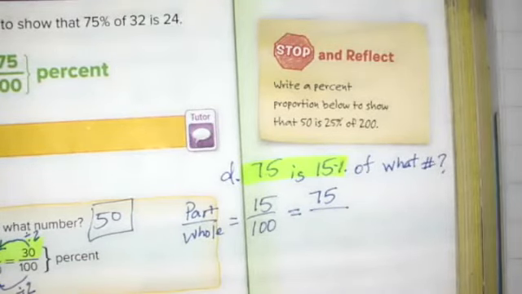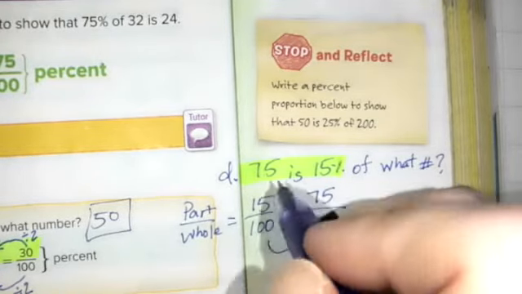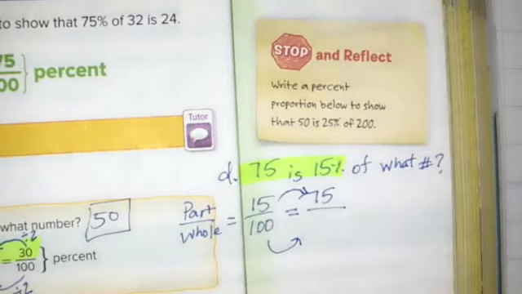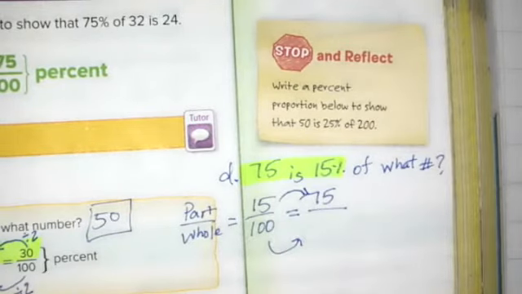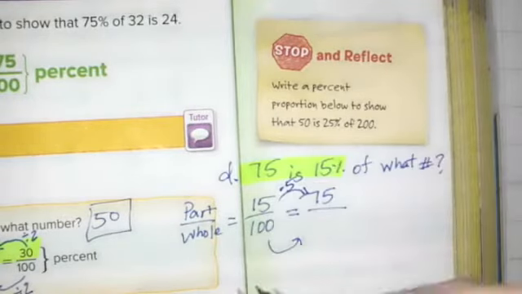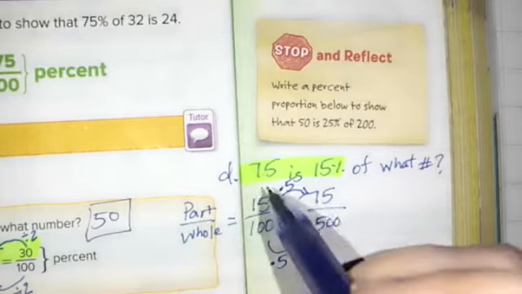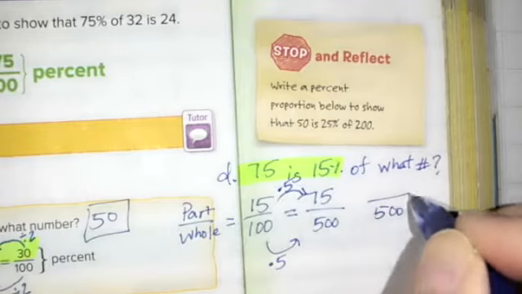Okay, so then I'm asking, how do I get from here to here, from 100 to my answer? Well, I want to analyze what happened from here to here and do the same thing in the denominator. So if I count by 15 to see how many times that goes into 75: 15, 30, 45, 60, 75. That goes in 5 times. So times 5. And then here, 100 times 5 is 500. So 75 is 15% of 500.